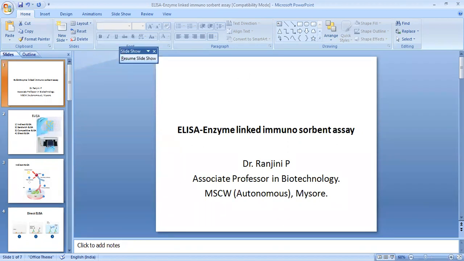Today in this session, we learn about enzyme-linked immunosorbent assay. This enzyme-linked immunosorbent assay, in short form, is called ELISA.